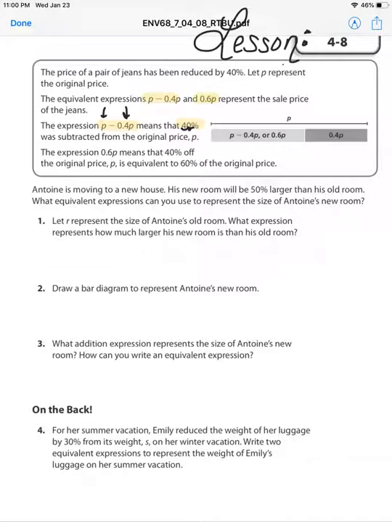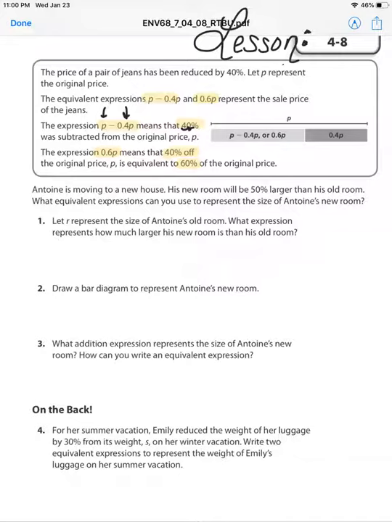Then we're going to look at the second expression. The second expression is 0.6P. That also means that 40% was taken off the original price. And remember, if you're getting 40% off the price, that means you are paying 60%. So instead of doing two steps like the first expression, I do it almost in one step. If I'm getting 40% off, I'm paying 60% of, which means multiply the original price, which is P.